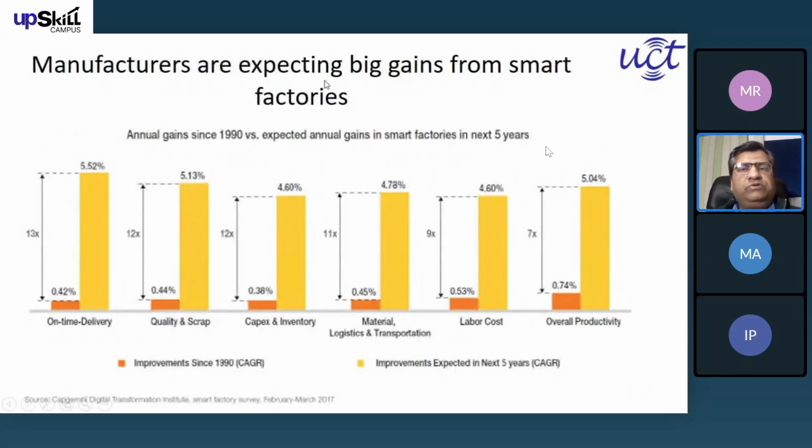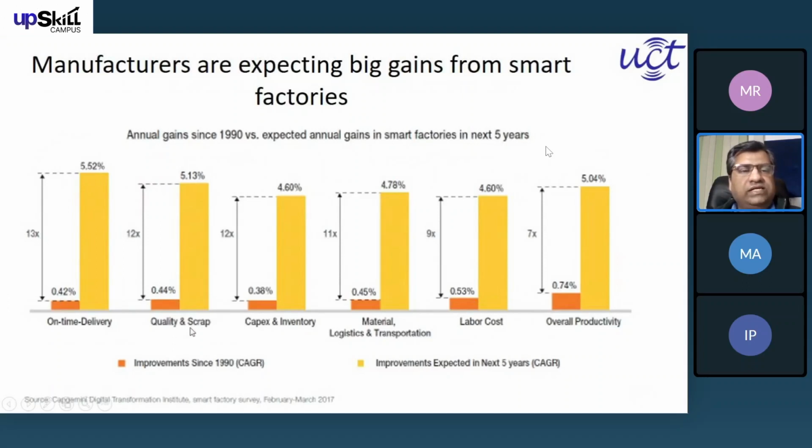So if we talk about smart factories, how the manufacturers are getting big gains by adopting digital transformation. We have shown one comparison between the 1990s, the left orange color, which is 1990s data, and the right one, the yellow, is the next 5 years. Here, if we talk about on-time delivery, it would be 5.52% where earlier it was 0.42%. So 13 times it would increase.